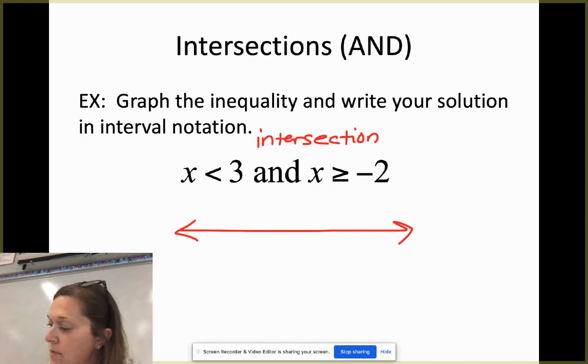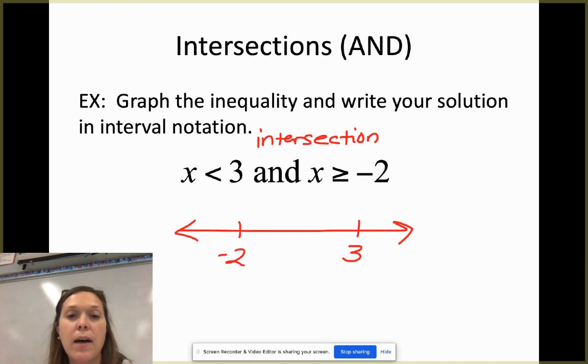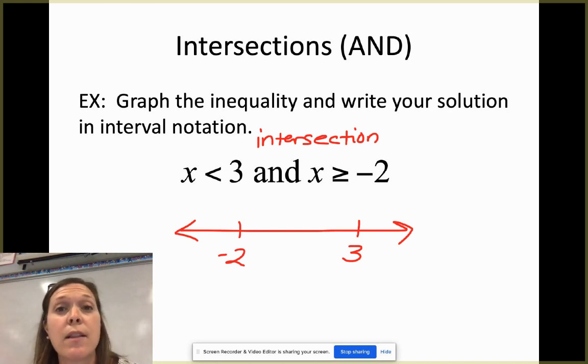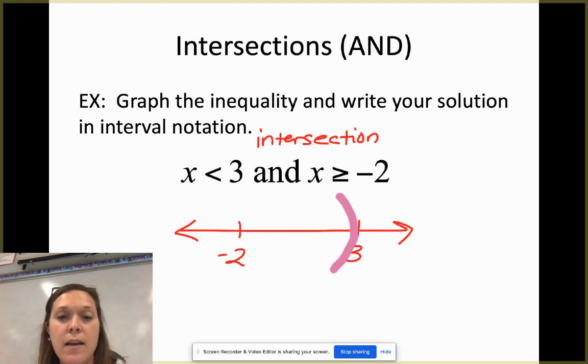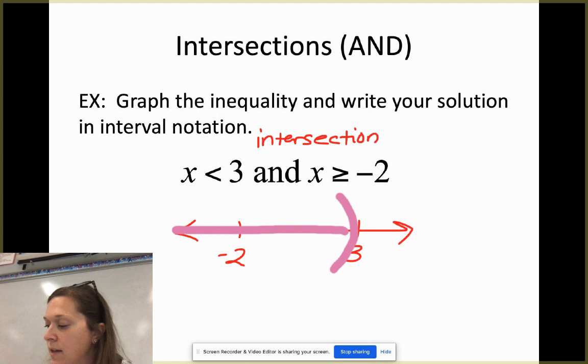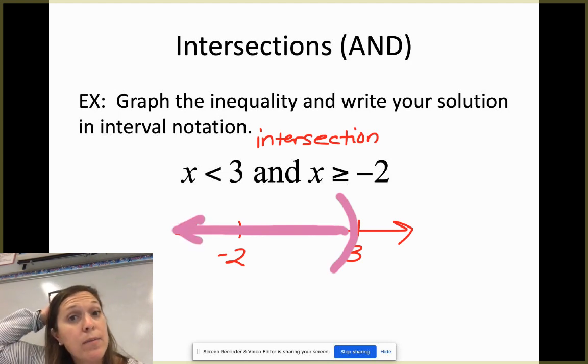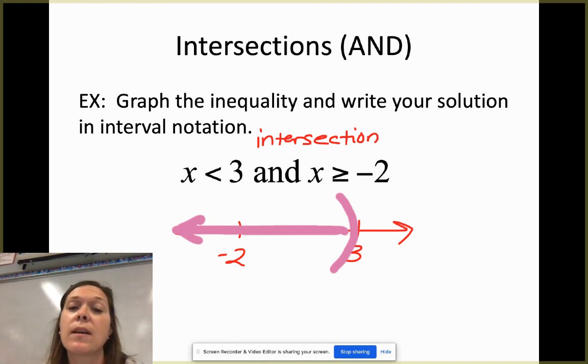So we have 3, I'm going to put that up here at the top, negative 2, put it down here at the bottom. Usually put your highest number on the right, lowest number on the left on the number line. And now let's think about what these look like graphically. If I want x to be less than 3, that would be a parenthesis facing the left and everything to the left. So that pink arrow represents all the numbers that are less than 3, not including 3. That's why we don't have a square bracket.